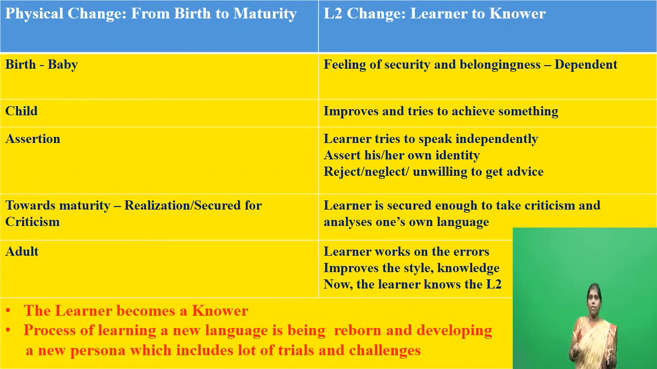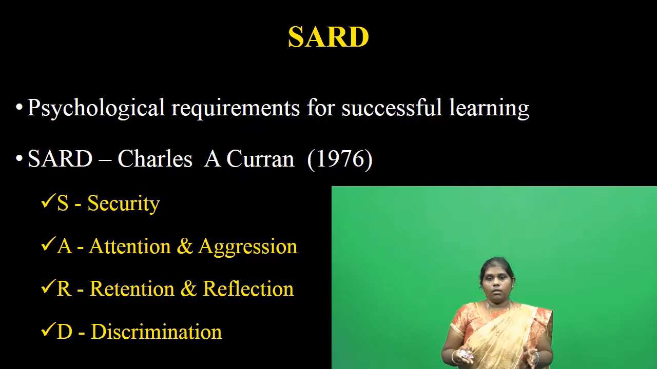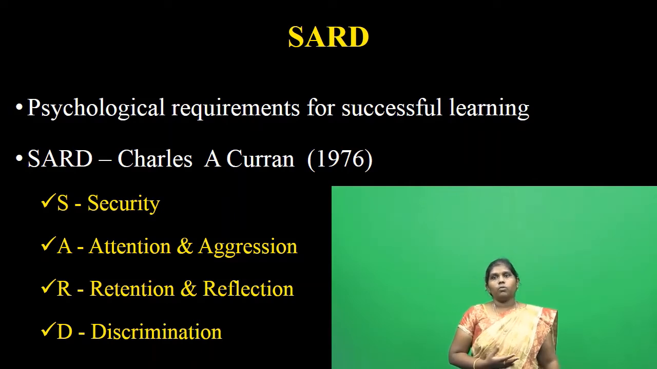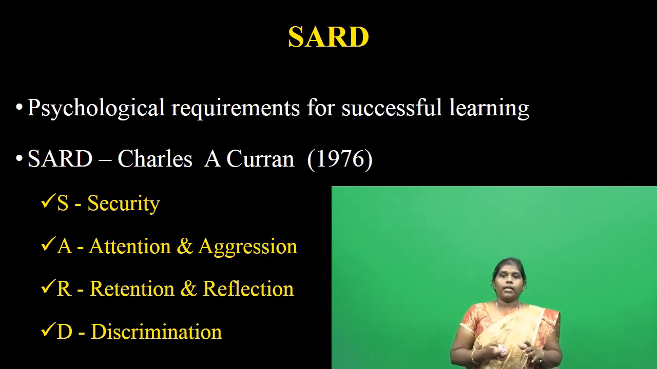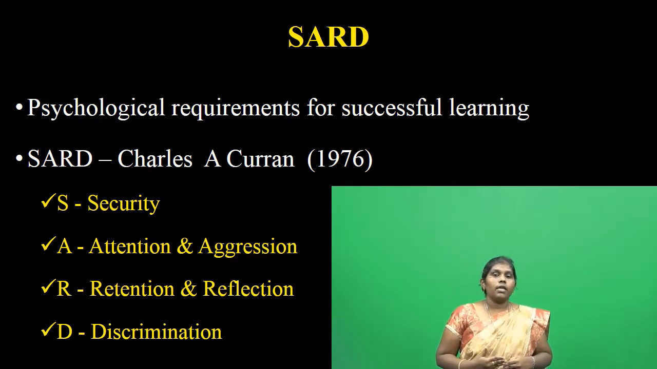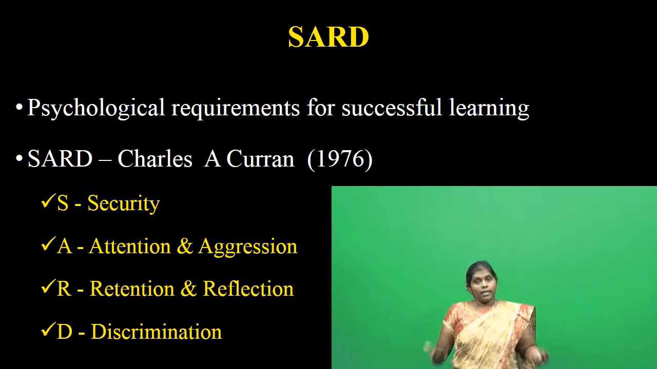So all these stages are combined and given in the form of an acronym, that is SART. So, what do you mean by SART? Charles A. Curran in 1976 has given a term called SART, and here S stands for security, A stands for attention and aggression, R stands for retention and reflection, and D stands for discrimination.